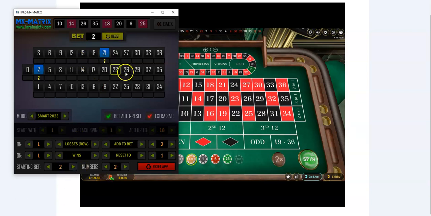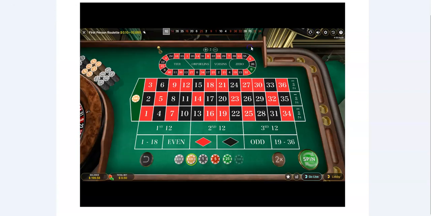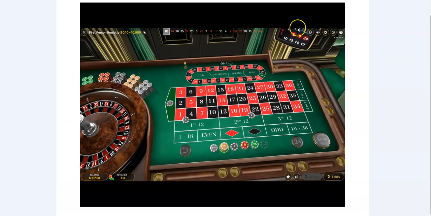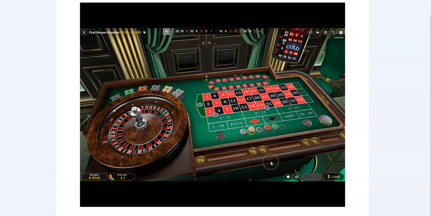So I'm setting this to 2. So it's 2 and 21. I'm going to put 2 chips here. And this is just for this method. There are so many different setups that we have that are very profitable, but I'm using this one to show you, hey, look, it's not taxing on your bankroll. So here we go. Let's see how the cookie crumbles.